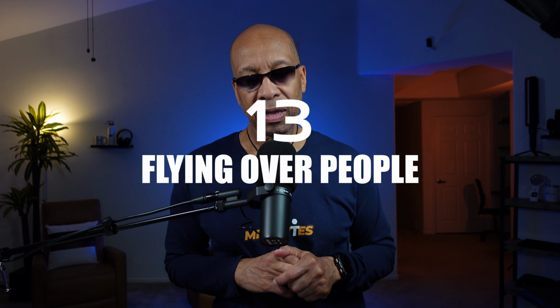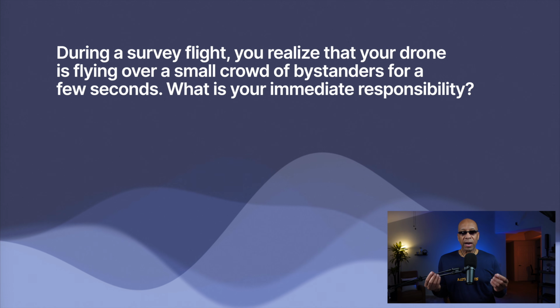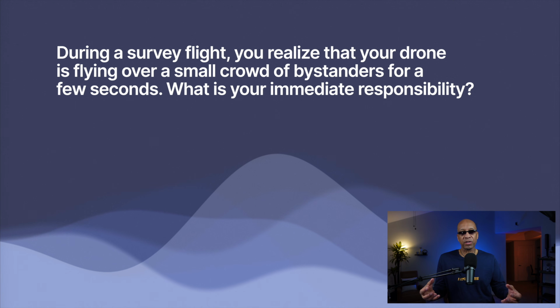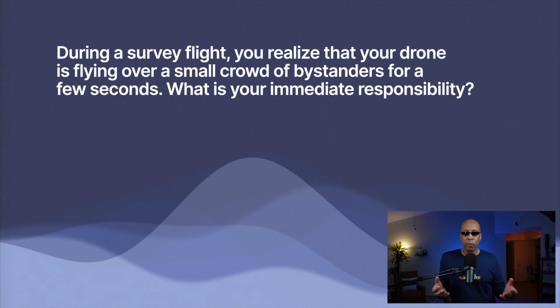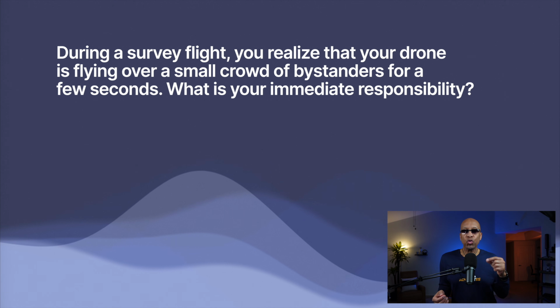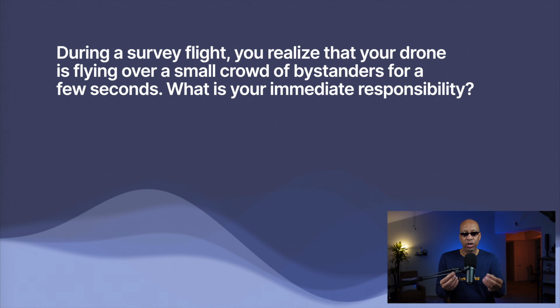Let's move to question number 13, which is about flying over people accidentally. Now, here's the question. During a survey flight, you realize that your drone is flying over a crowd of people or bystanders for a few seconds. What is your immediate responsibility? You see how the FAA is focusing these questions on remote pilot concerns, and they're putting it in the form of a scenario. They're basing the questions in the form of a story or a scenario. And this is for a purpose because they want you to understand that when you are in this particular situation, you know how to respond or how to think correctly in regard to the situation that you're currently in.